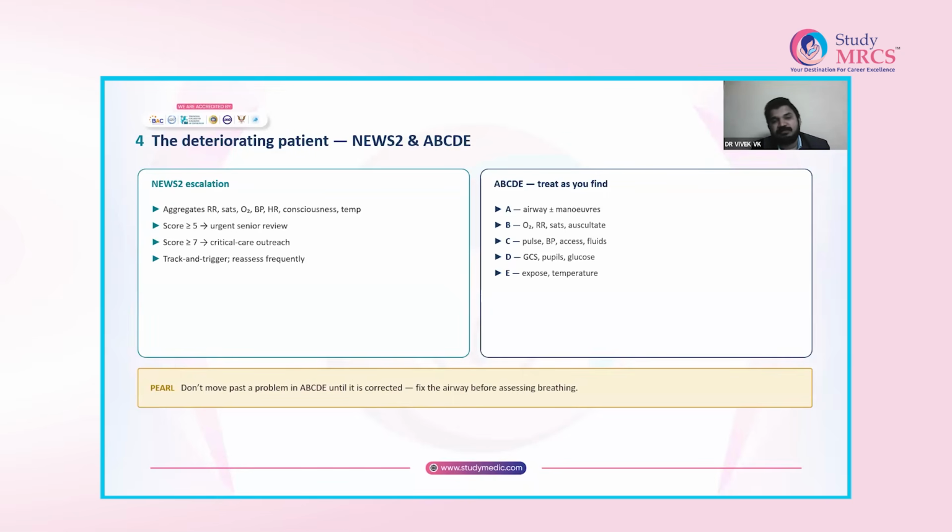In circulation, you can check the pulse rate, you can measure the blood pressure. You have to put in 2 large bore IV cannulas, and you have to give the IV fluid initially as a bolus dose, that is 250 to 500 ml. Then according to the urine output and blood pressure, you can decide how much fluid is needed further.